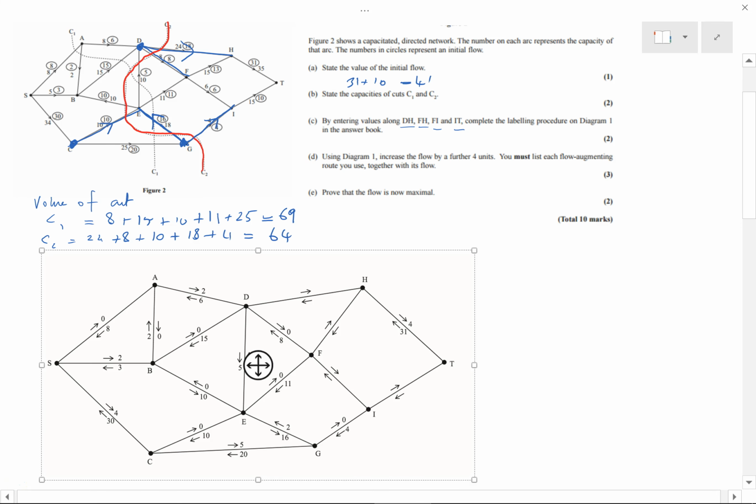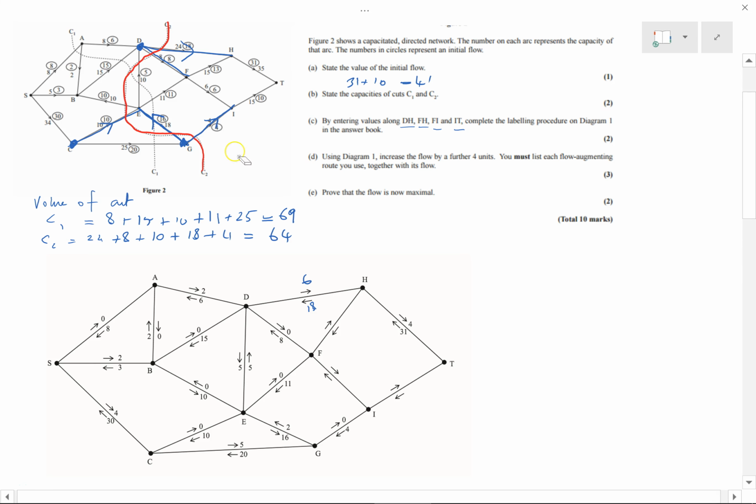Okay, just pause whilst I get the correct network up there. So we've got DH has got a flow of 18. So we could increase the flow by 18 or decrease the flow by 18 in that direction. But it's got a capacity of 24, so we could increase the flow by 6.